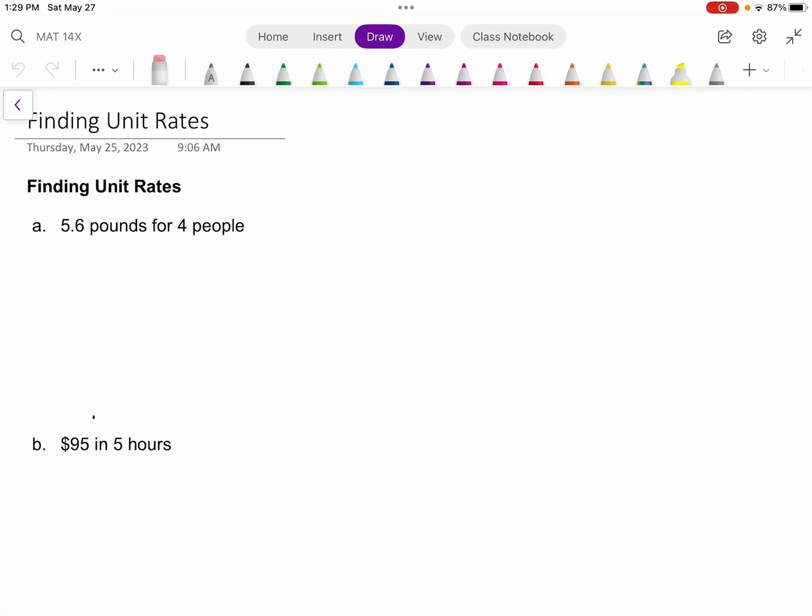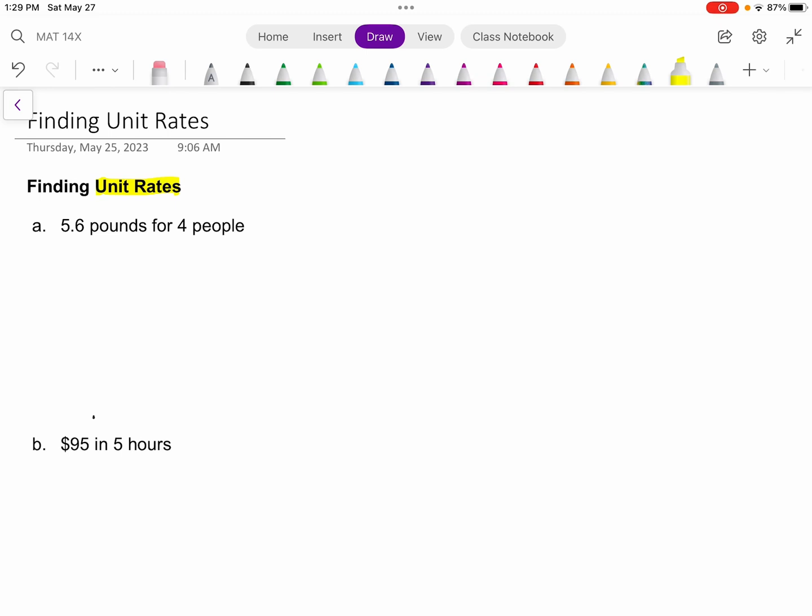This video is going to focus on how you can calculate unit rates given two quantities. Before we dive into this, we want to discuss what a unit rate is and what we are doing when we find one. A rate is when we're setting up a ratio of two different quantities: miles and hours, pounds and people, dollars and pounds.